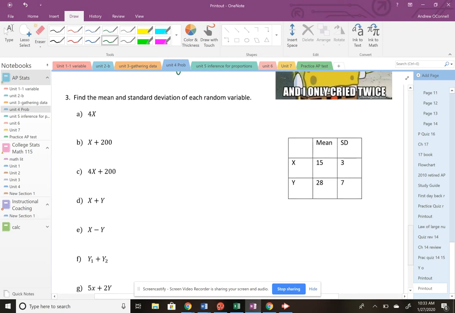Last one, down here, find the mean and standard deviation of each random variable. So some of these are different than others. So 4 times x, 4 times random variable x would just be 4 times that 15 right here, which is 60. And standard deviation, 4 times 3 is 12. Because both of these are affected by multiplication of a constant.